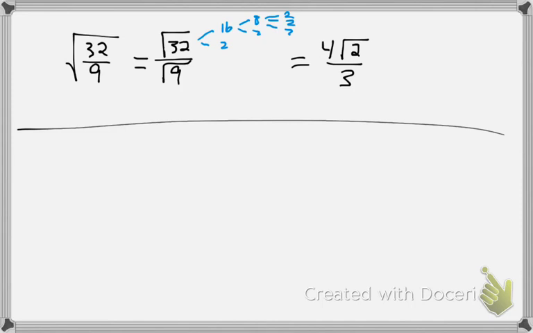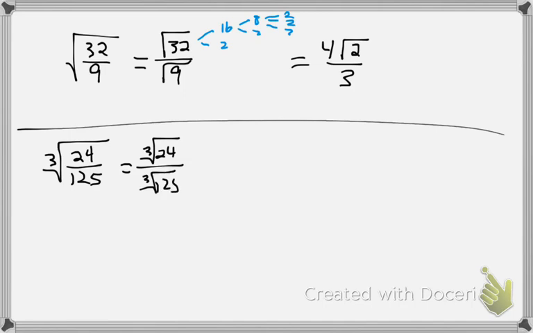What if I wanted to do cube root of 24 over 125? And break it up. Cube root of 24 divided by cube root of 125. All right, that's what that rule says. How does 24 break down? 6 and 4. That's 3 and 2 and 2 and 2.